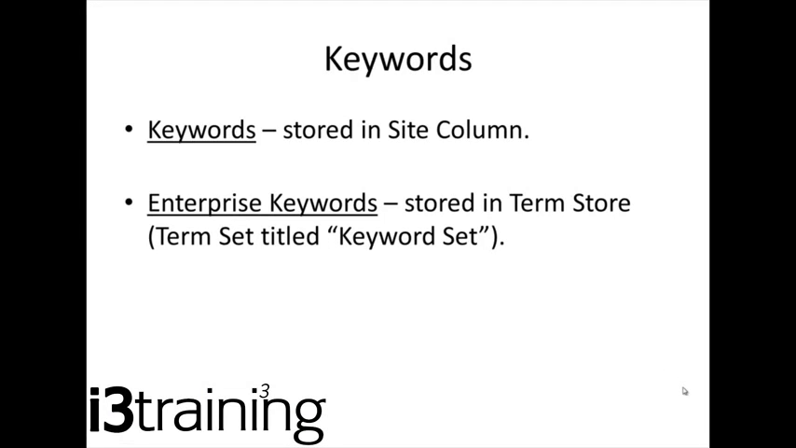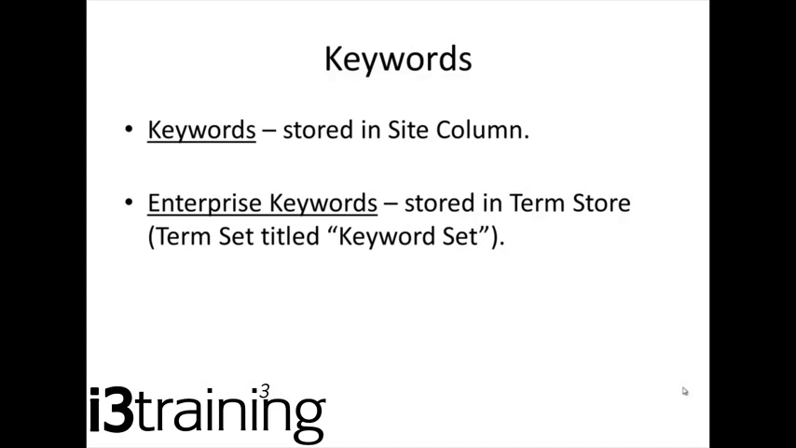Okay, so the last part of this really is something that it took me a while to get sorted out in my own mind, and so I'm going to try to explain this the best I can. The notion of keywords. So keywords come in two flavors in SharePoint 2010. Okay, so you have regular keywords and you have enterprise keywords. It's very confusing, but here's the bottom line. Keywords, the regular keywords, are stored in a site column. You go to a site, create a site column. Keywords are stored in a site column at the site level.